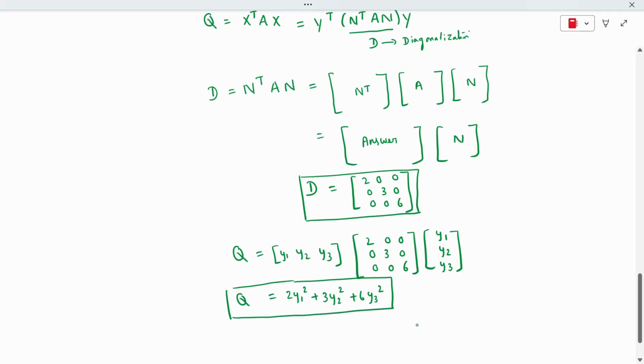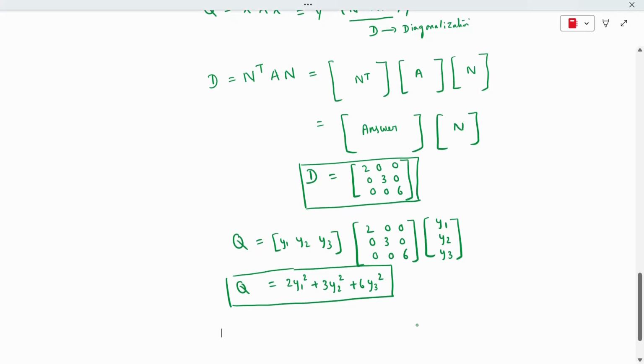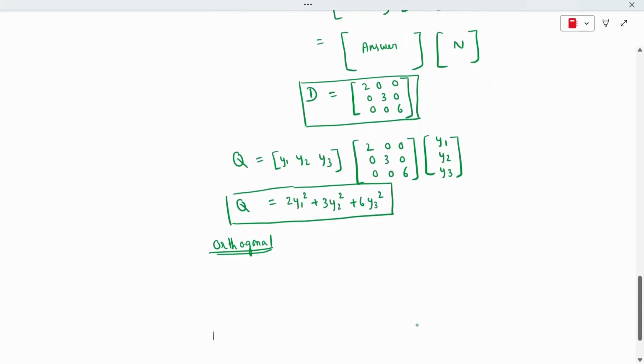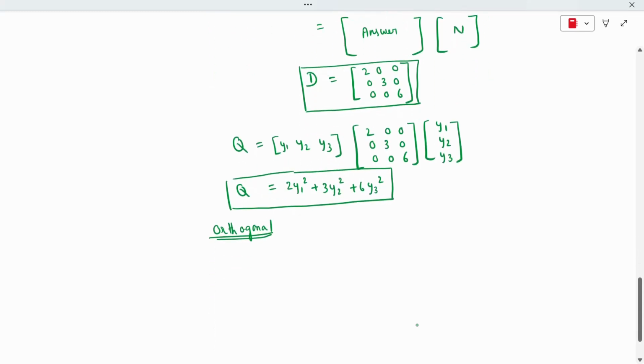One thing you have to check is whether it is orthogonal. What we have to check: we have three vectors. So what are the three vectors? We check x1 transpose into x3, and x2 transpose into x3. You cross check it.